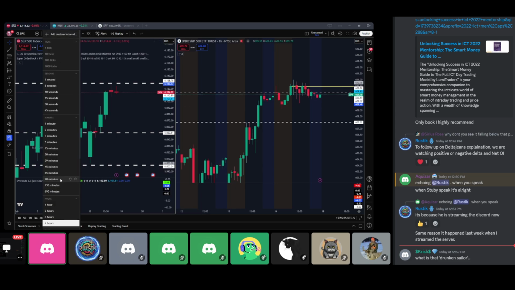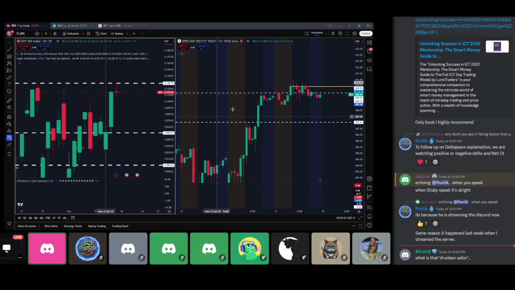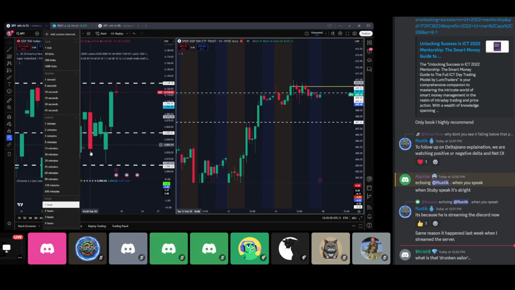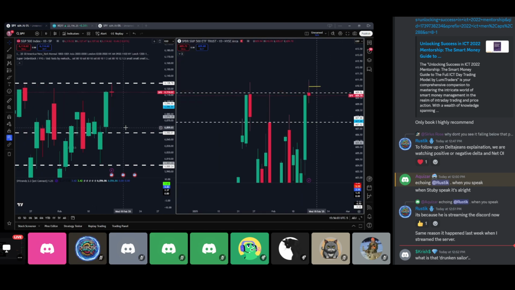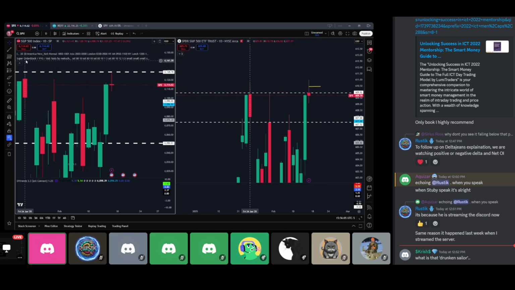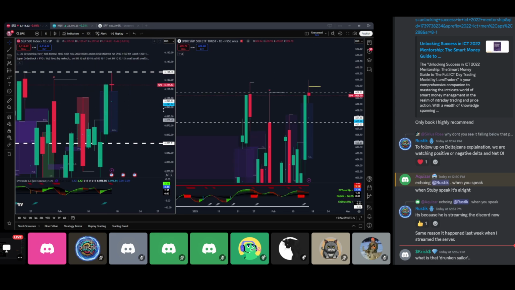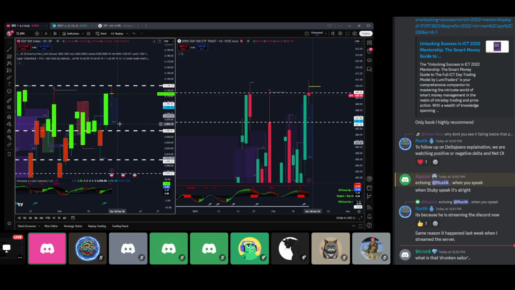So I'll just do a top-down analysis, and then I'll just do 1 day. And then I like to just use this indicator right down. I turned off all indicators. And I see that we have a fair value gap from 660.